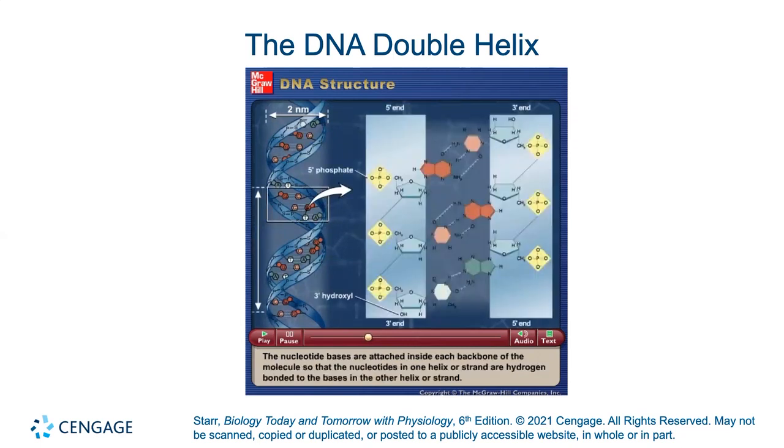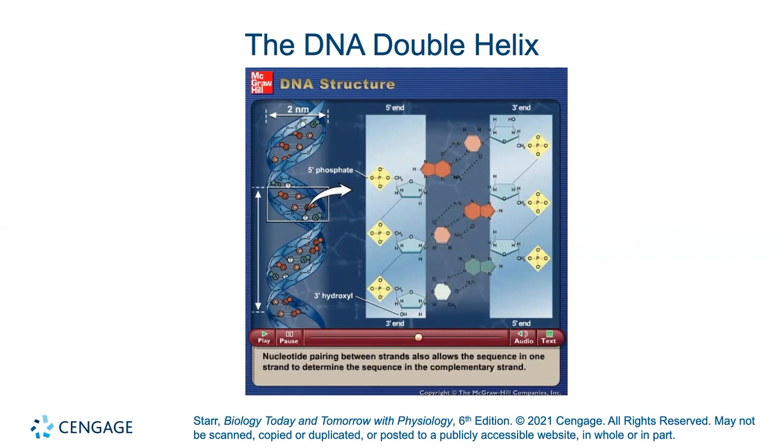The nucleotide bases are attached inside each backbone of the molecule so that the nucleotides in one helix or strand are hydrogen bonded to the bases in the other helix or strand. The hydrogen bonds hold the two strands of the double helix together. An adenine in one strand is always paired with a thymine in the other strand, and a guanine in one strand is always paired with a cytosine in the other strand. Note that guanine-cytosine base pairs form 3 hydrogen bonds, while adenine-thymine base pairs form 2 hydrogen bonds. This makes guanine-cytosine base pairs more stable than adenine-thymine base pairs.